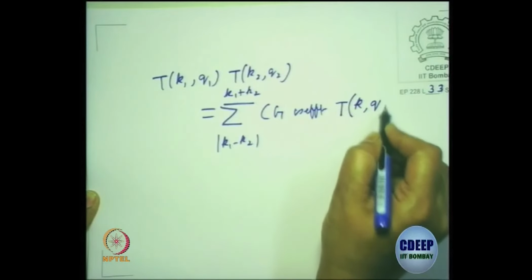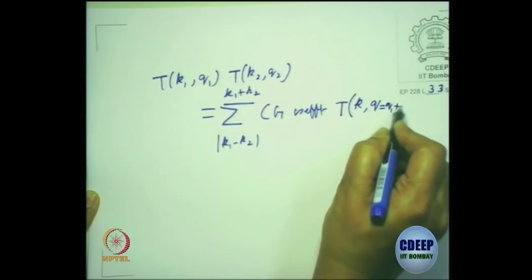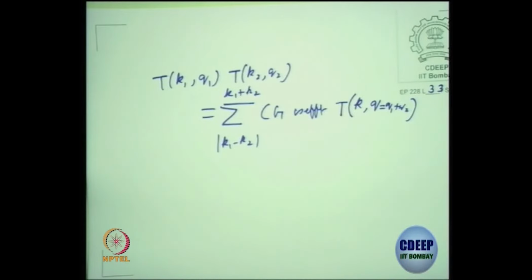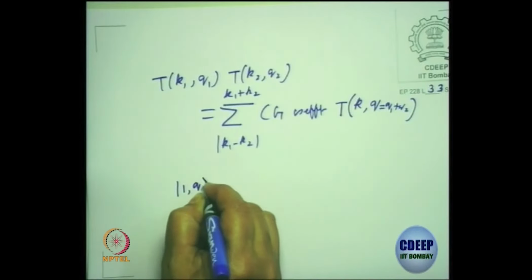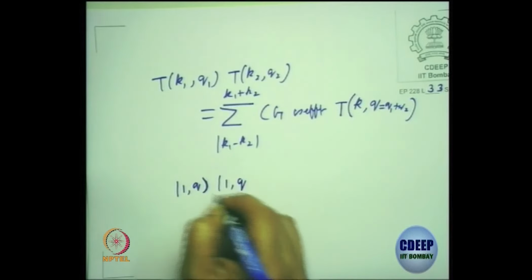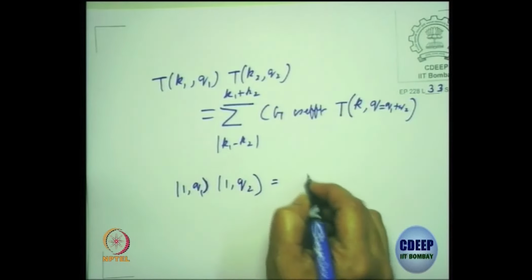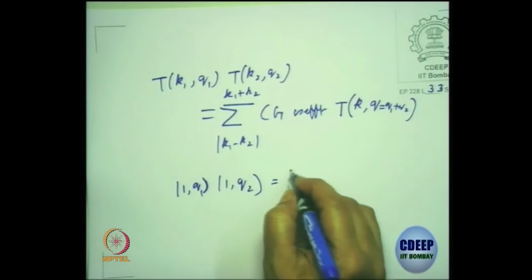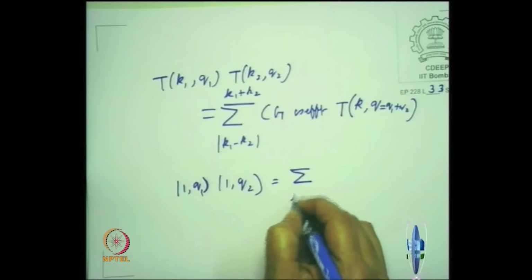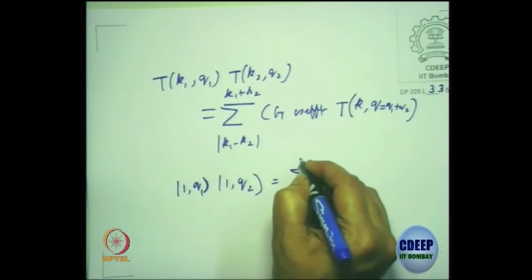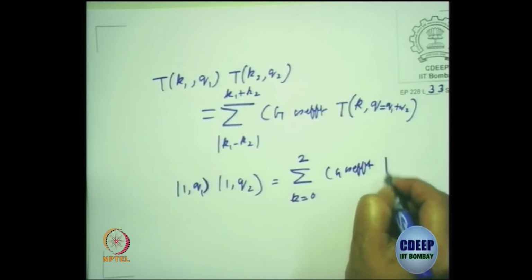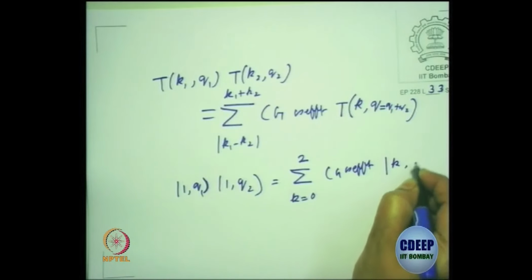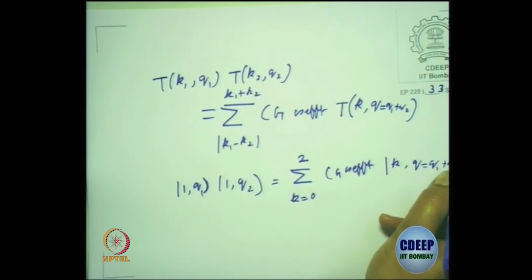Okay, and this Q is restricted. Q has to be fixed for a specific element. So whenever we take 1 comma Q1 and 1 comma Q2, you will get this as some linear combination of K going from 0 to 2 CG coefficients, is what I am saying.